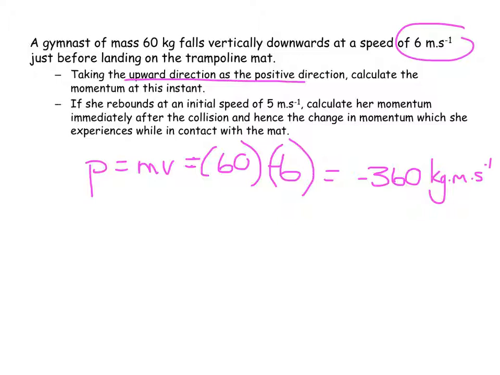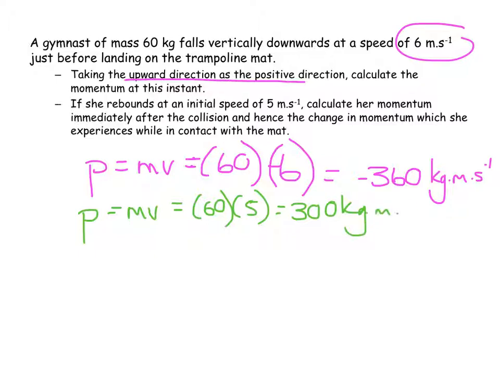The next question is, if she rebounds at an initial speed of 5 meters per second, calculate her momentum immediately after the collision. So the momentum is equal to mass times velocity, and that is equal to 60 times, and now she is going up, so it's positive, and we land up with 300 kilogram meters per second. But this time, this one is up. So we had down and we had up.